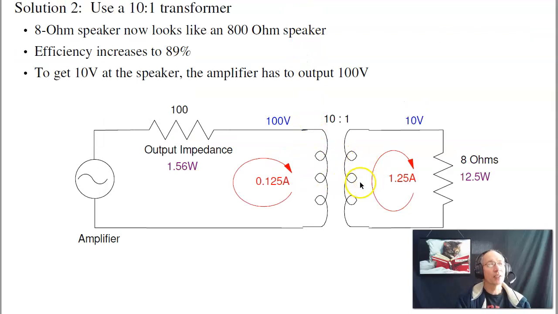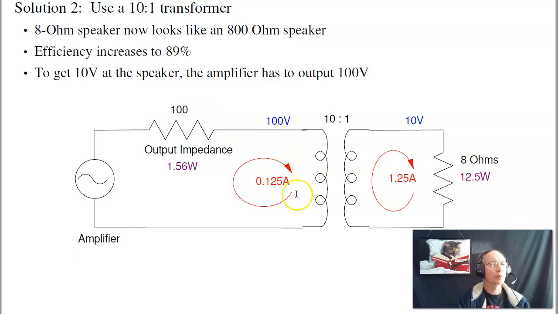Instead, if I use a transformer at the output, the impedance seen through a transformer goes up as the turn ratio squared. This 8 ohms looks like 8 times 10 to 1 squared. This looks like 800 ohms at the stereo. 800 ohms relative to 100 ohms increases the efficiency up to 89%.